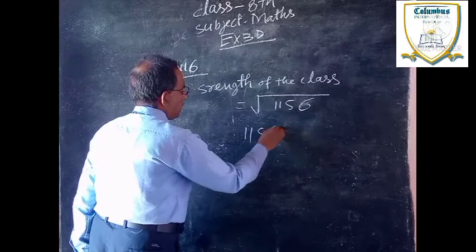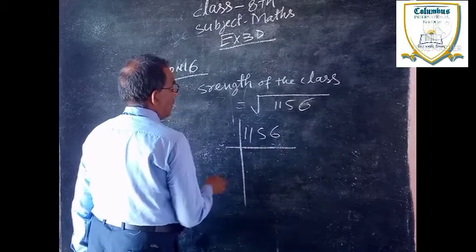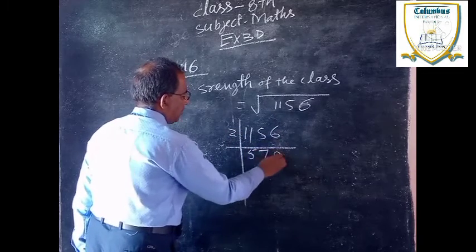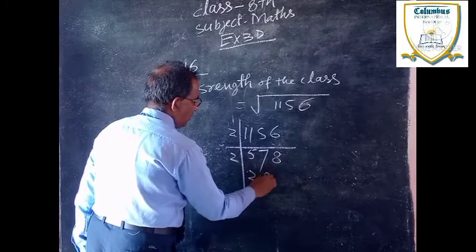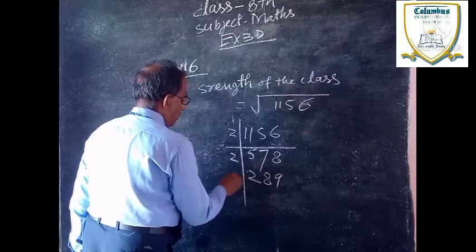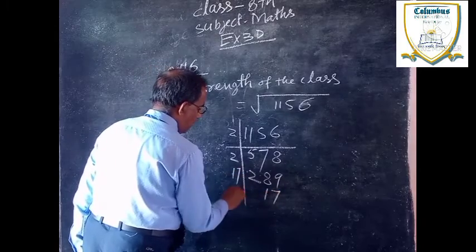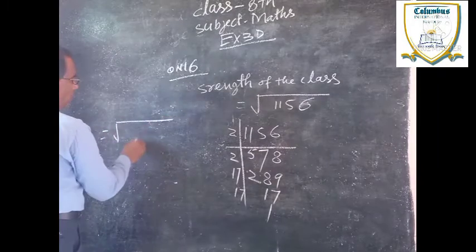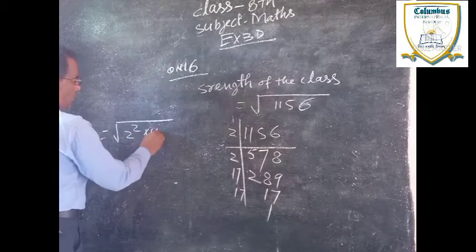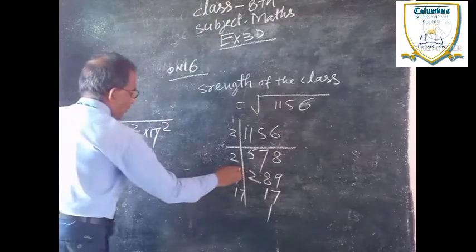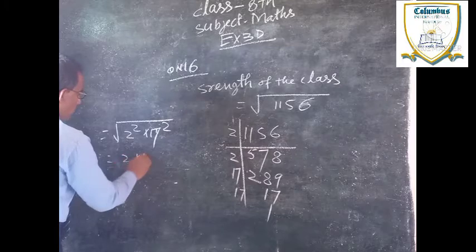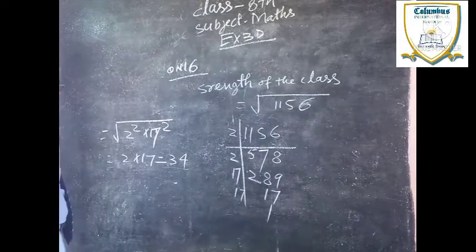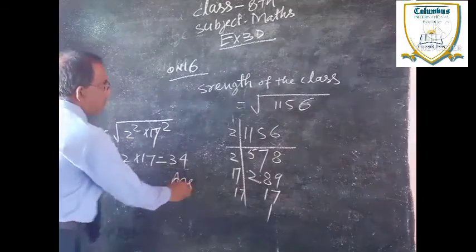Now, by the prime factorization method, find out the square root. 2 fives are 10, 2 sevens are 14, 2 eights are 16, 2 twos are 4, 17 twos are 34, 17 times 17 is 289. That is the square root. That is 2 square into 17 square. 2 into 17 is 34. Number of students in the class equals 34. It is the answer of this question.